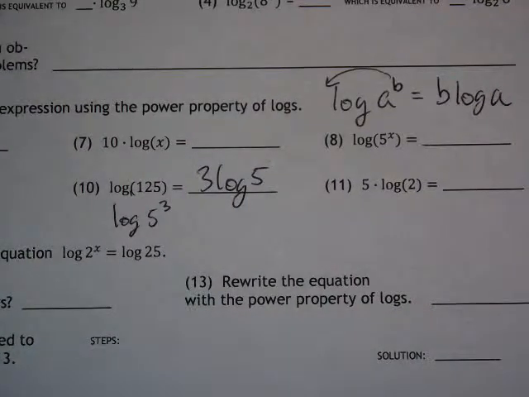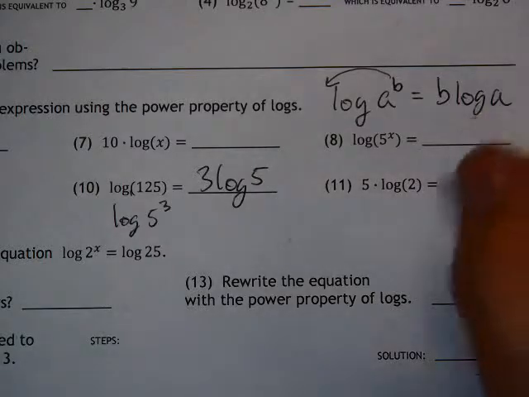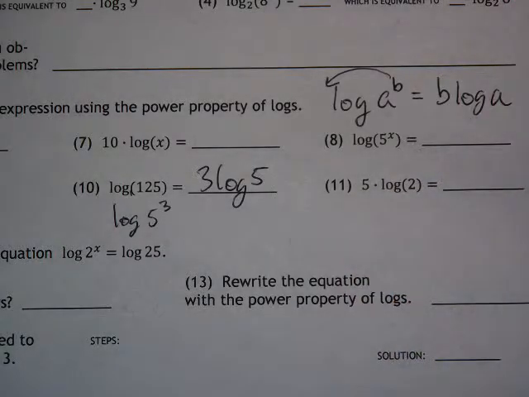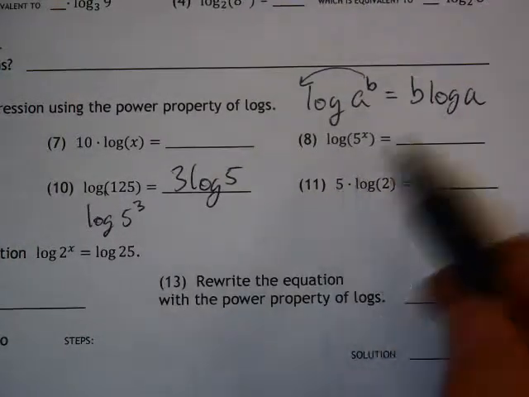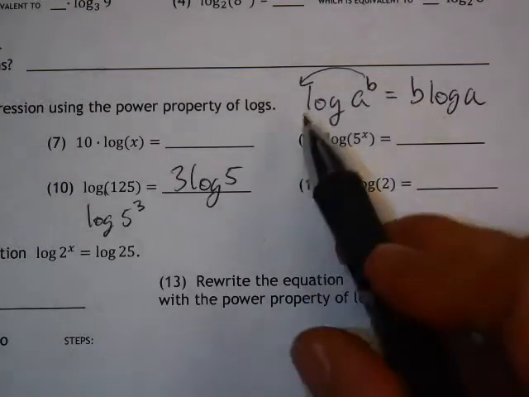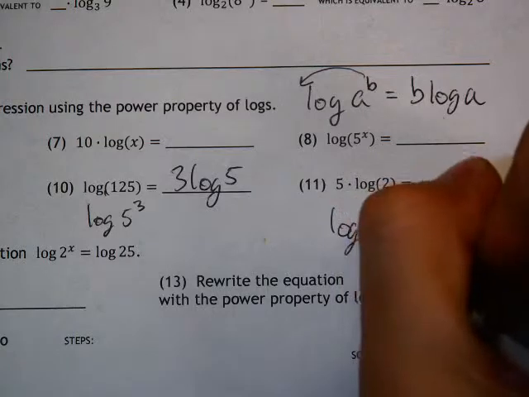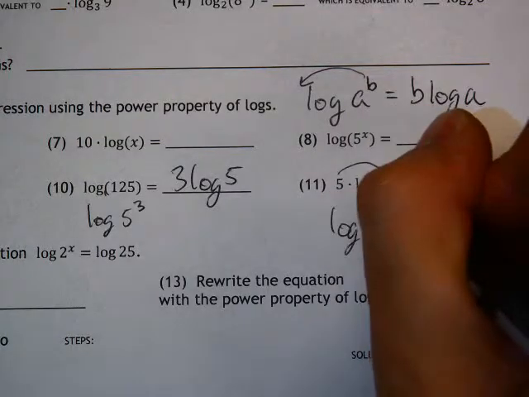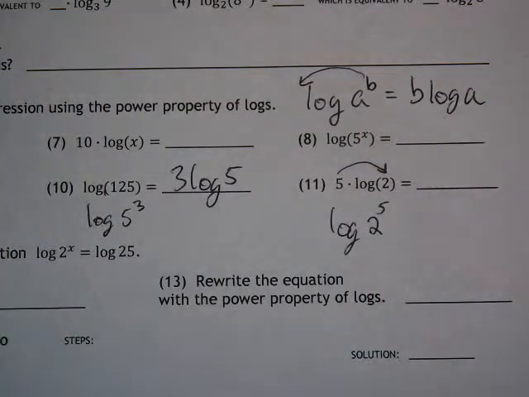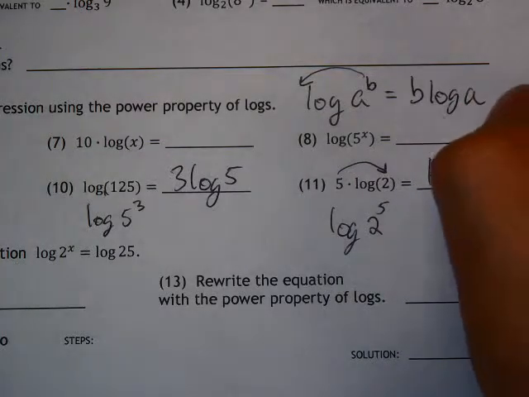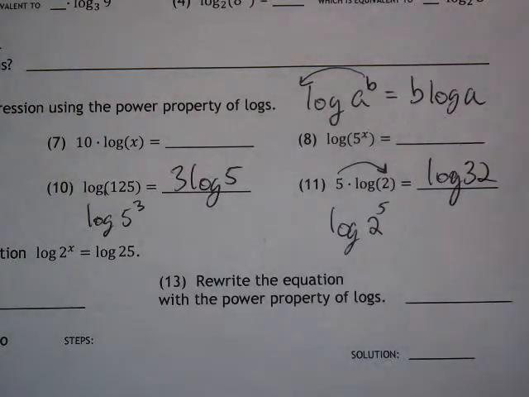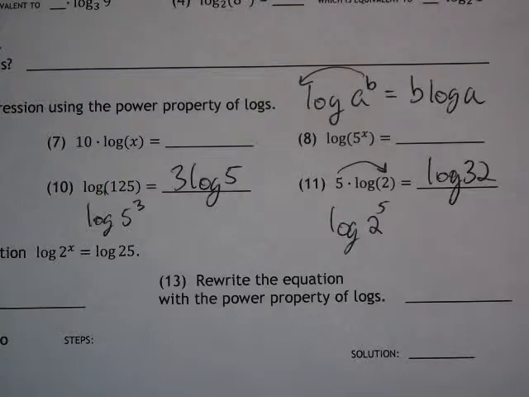And then in number 11, now we're going the opposite direction. So I've got the 5 in front. Now I'm going to move it so that it is an exponent. So this becomes log of 2 to the 5th power. It moves back there. And 2 to the 5th is 32, so I can just rewrite it as log of 32, and then I'm done.